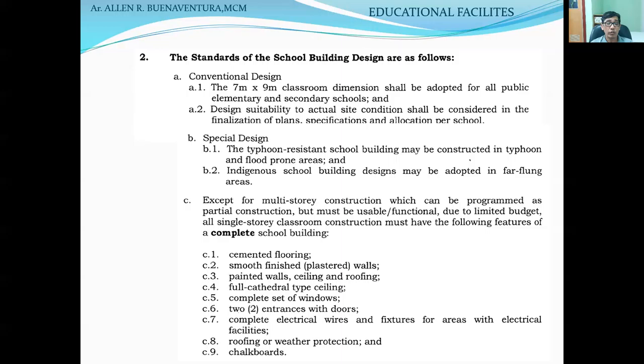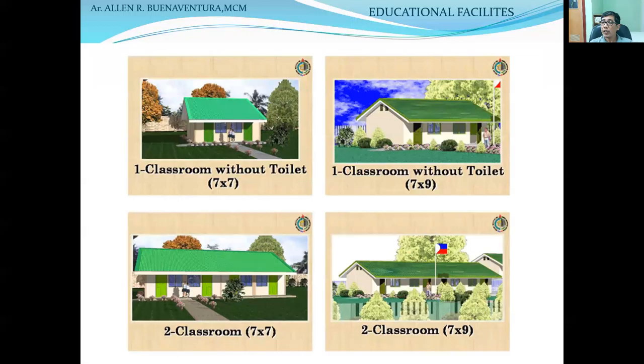two entrances with doors. So this is in compliance with the fire code. Complete electrical wires and fixtures for areas with electrical facilities, roofing for weather protection, and chalkboards. So this is the typical design of a school building issued by the public works, the DepEd, the Department of Education.